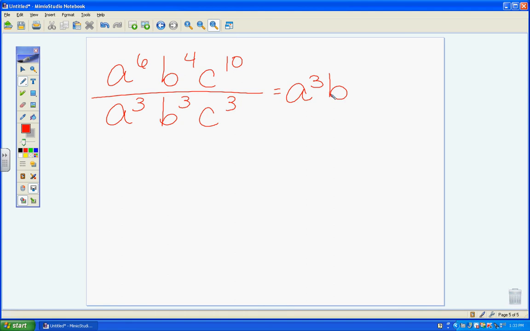And then what about the C's? So basically, there's just not an exponent separating B and C. If you put the line and the 1 here, it's just going to be this. So the actual answer should just be A to the 3rd, B, C to the 7th.